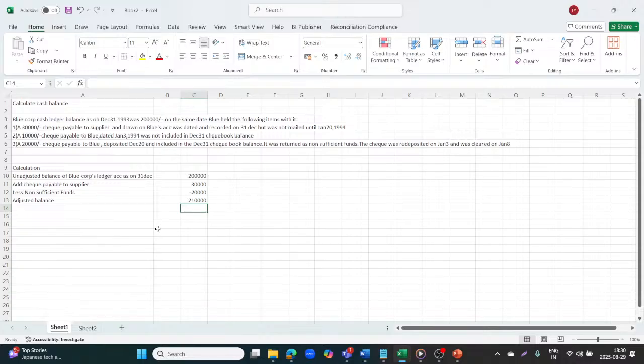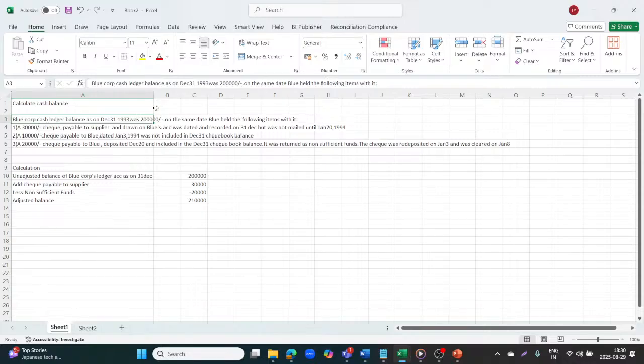A 2,000 check payable to Blue Limited was deposited on 20th December and included in the 31st December checkbook balance. It was returned as non-sufficient funds. This check was redeposited on 3rd January and was cleared on 8th January. Now we need to do the calculation of your cash balance. The unadjusted balance of Blue Corp ledger account as on 31st December was 2 lakh.